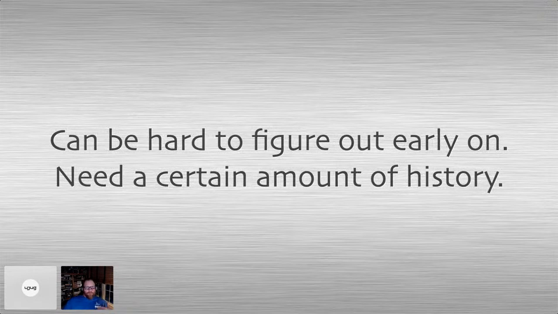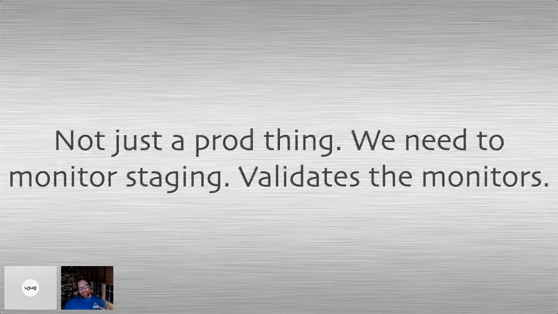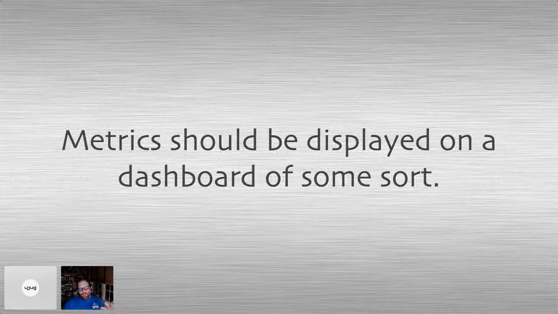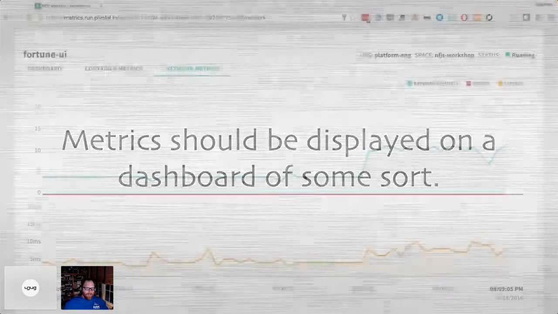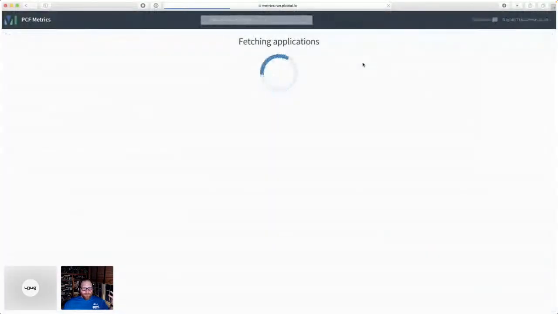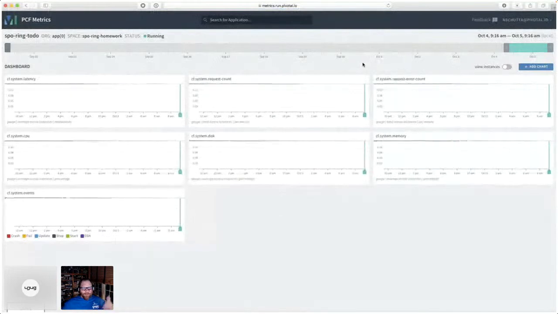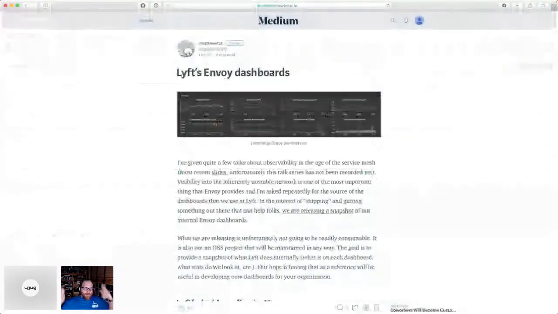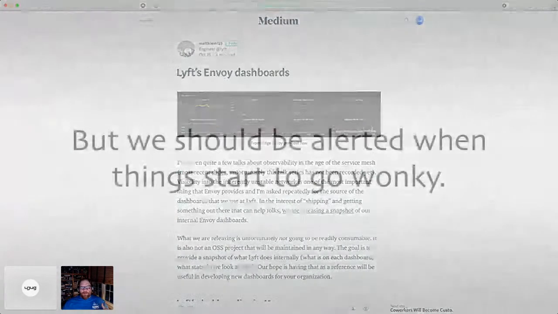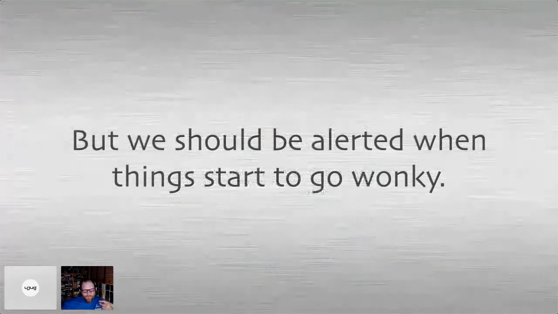This isn't just a production thing either. We should be monitoring staging, if for no other reason than as a way to validate that our monitors are correct. Now, these metrics should live on a dashboard. There are nearly infinite ways of doing that. Some are more complicated than others. I was playing around with some stuff in CF back in the day. I did a bunch of stuff with that. There's Envoy dashboards.